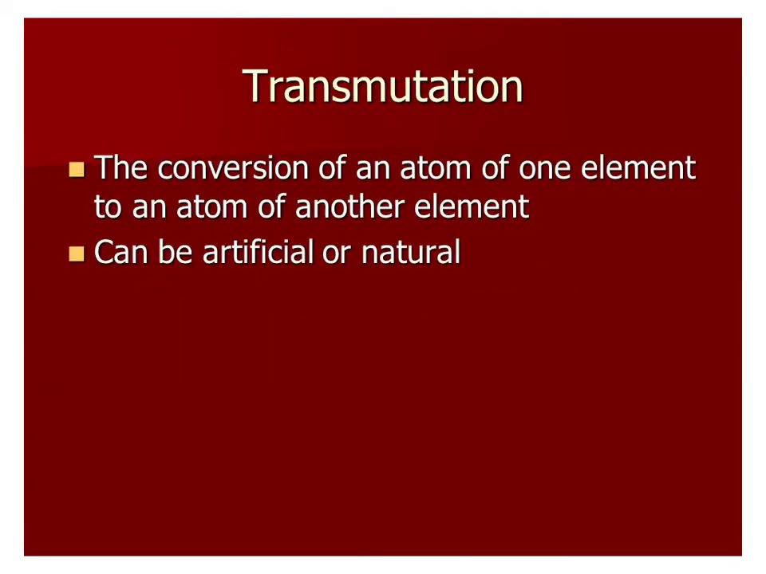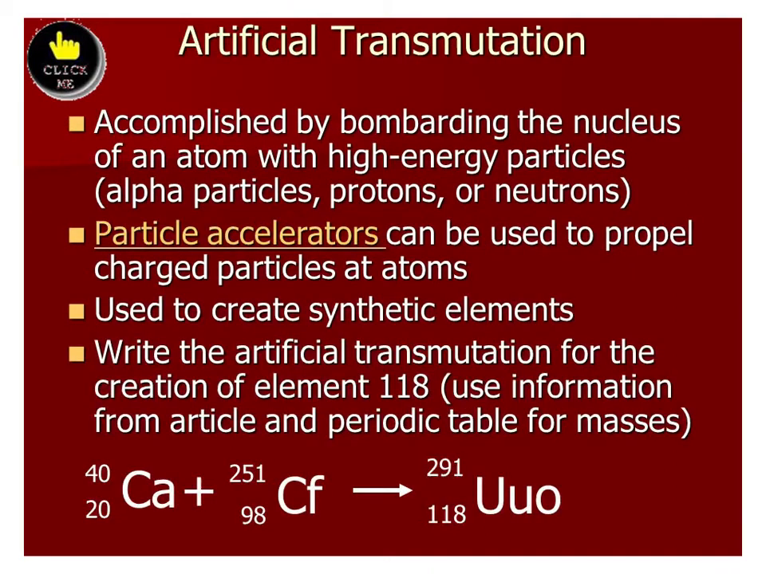In terms of radioactive decay or nuclear decay, transmutation refers to the conversion of an atom of one element to the atom of another element. This can be either artificial or natural, and we'll talk a little bit about both in the next two slides. Artificial transmutation is accomplished by bombarding the nucleus of an atom with high energy particles, either other atoms, alpha particles, protons, or neutrons. We do these bombarding reactions in particle accelerators.